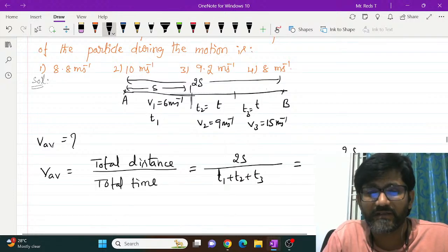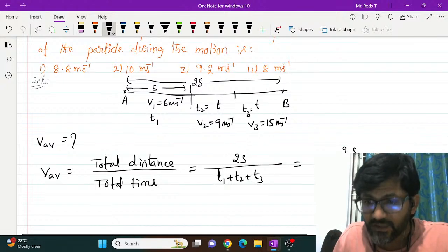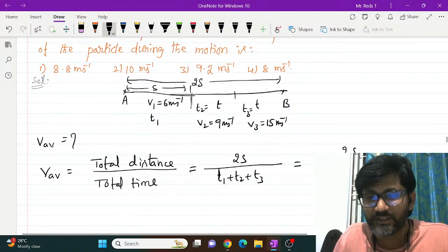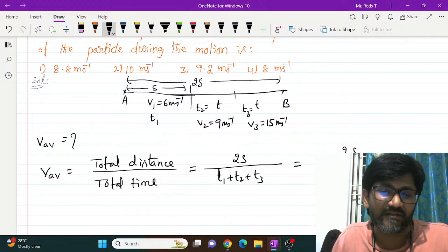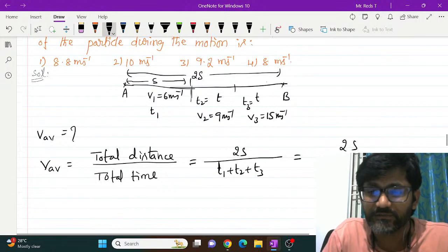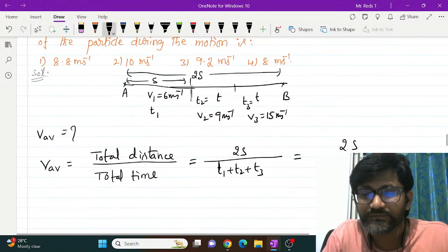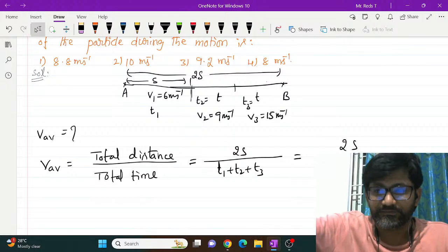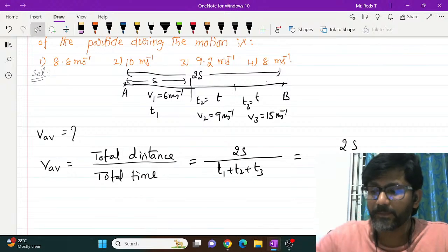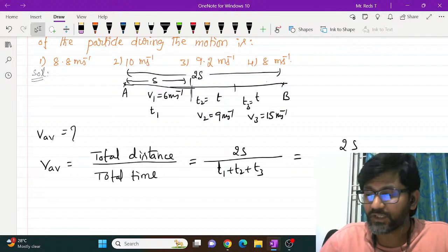V1, V2, V3 are given. The speeds with which they have traveled during T1. This is T1, guys. During T1 time, during the first T, then this second equal interval of time, it has traveled at these different speeds. These are given. Right. Then how to calculate?